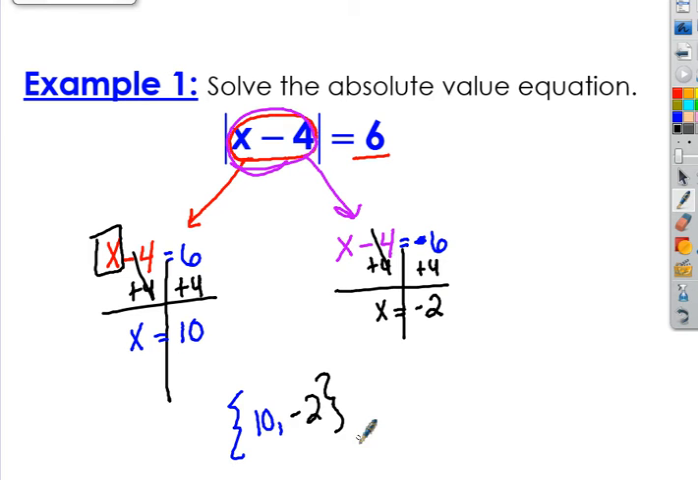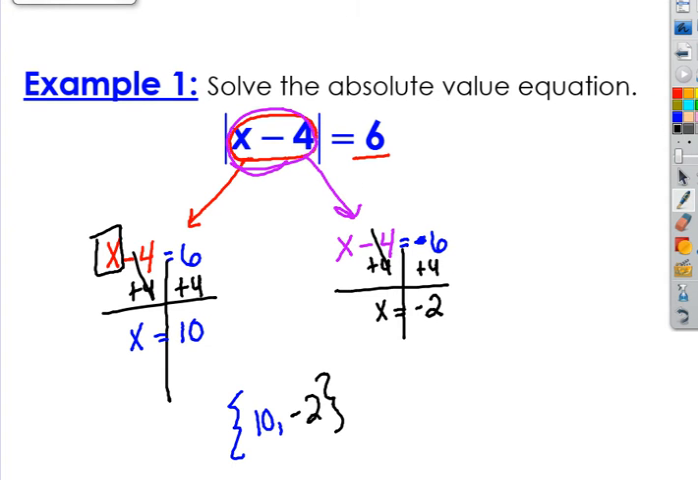So again, what's inside here, x minus 4, doesn't change. The only thing that changes is what's on the outside, because it says this has to be 6 away from 0, because the absolute value bars say whatever this is, that's how far away from 0 it is. So it could be positive 6 or negative 6. But the inside's not going to change.